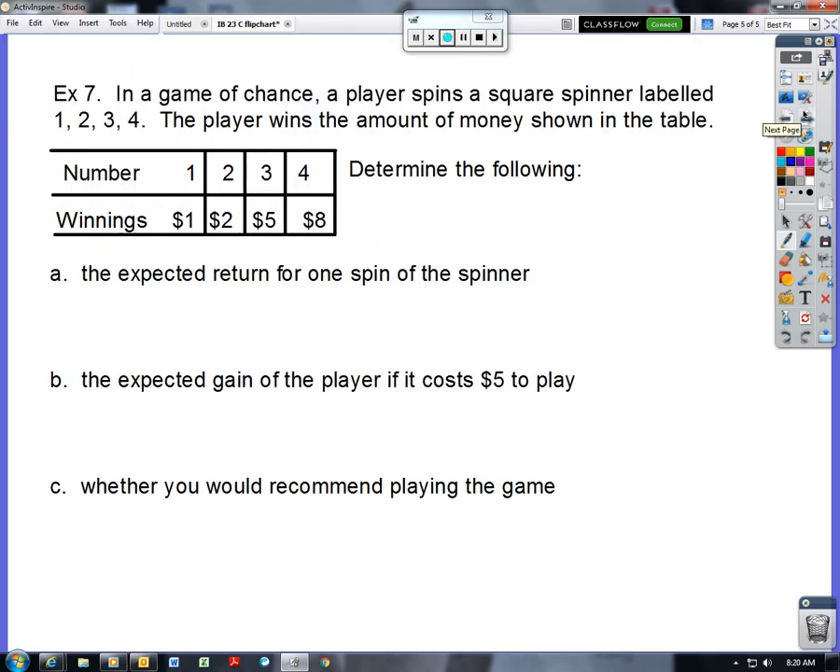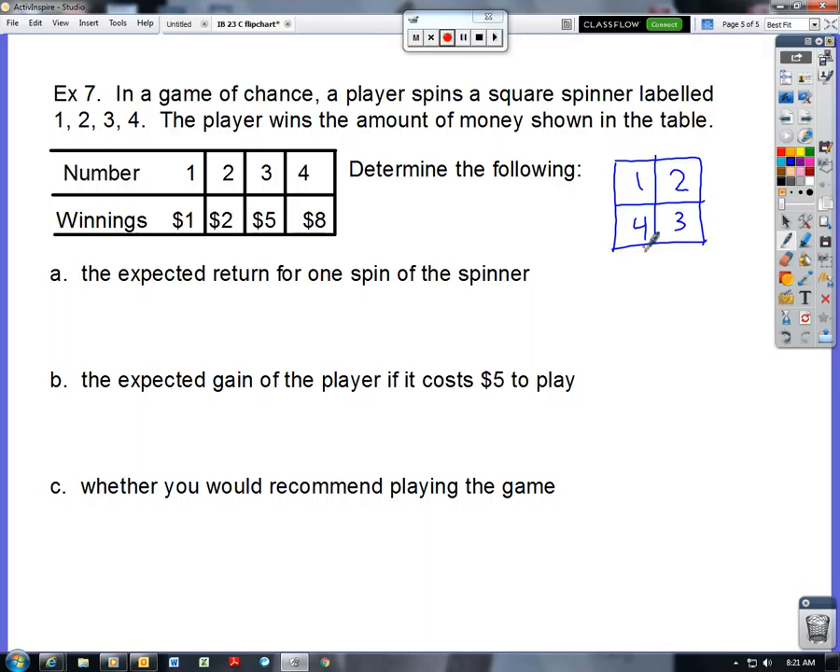So let's see how this works with this last example. And I've put several of these in the homework so you'll do enough of them to get a good feel for how this works. In a game of chance, a player spins a square spinner labeled 1, 2, 3, 4. It doesn't say, but we're assuming that you have an equal chance of getting any of these. The player wins the amount of money shown in the table. So if they hit a 4, they get more money than if they hit a 1. And it says find the expected return for one spin of the spinner.